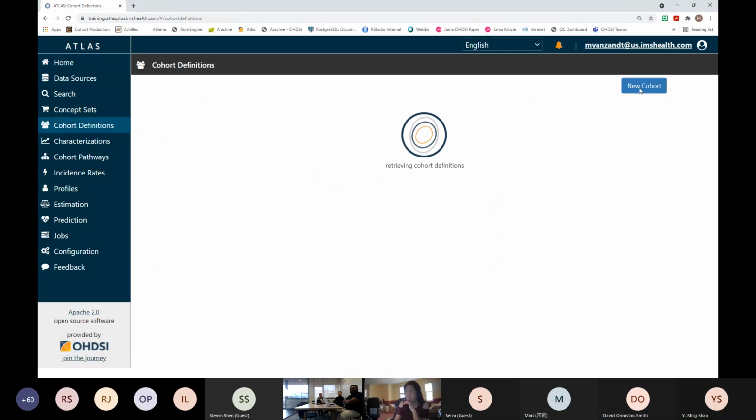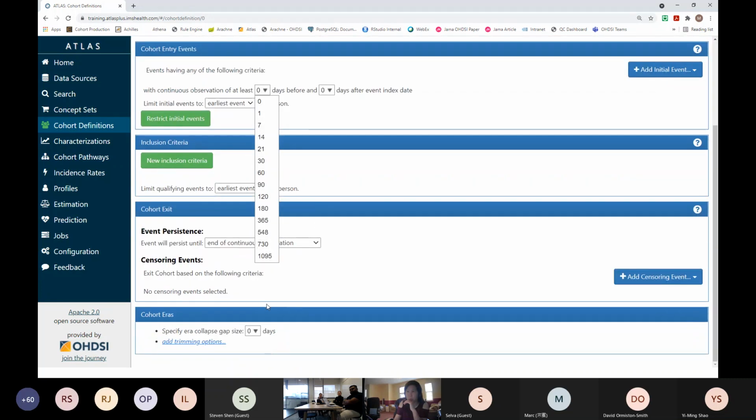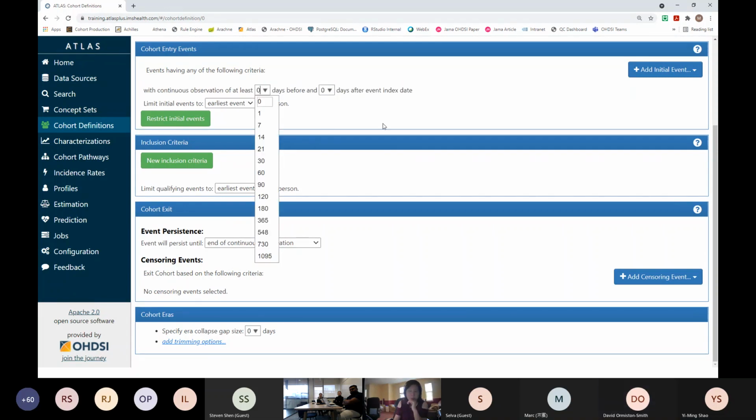But when you do the cohort definitions, like when you do a new one, it's right here, right? It says at least 0 days before or 0 days after. If you set it to 0, this basically doesn't take into account the observation period at all. Okay, so it only takes it into account if you start doing like 180 days.